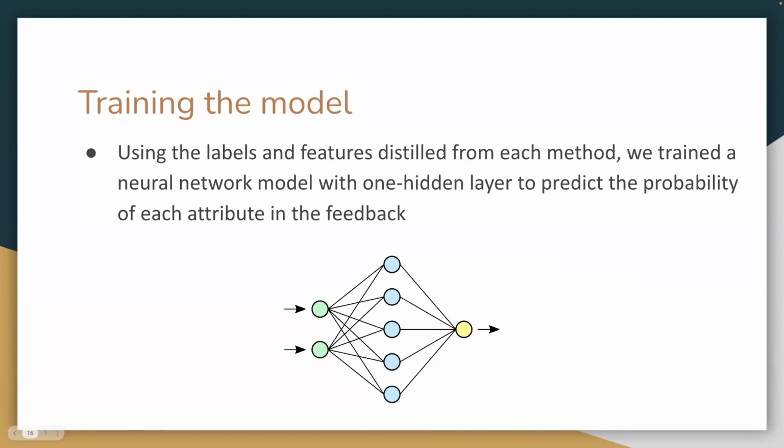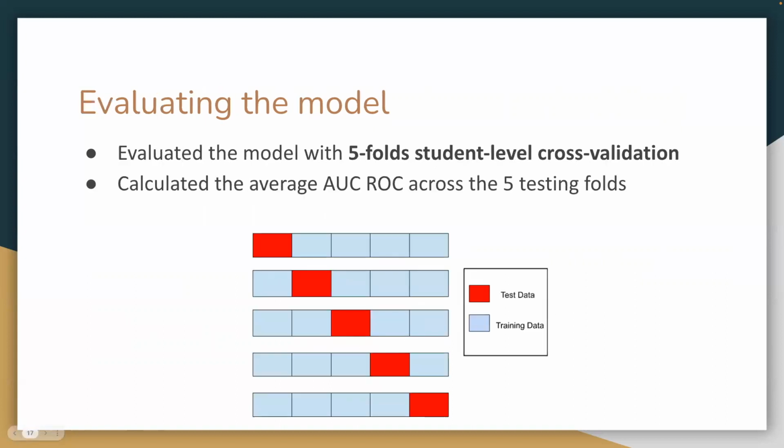Using the labels that we hand-coded and features distilled from each method, we trained a neural network model with one hidden layer to predict the probability of each attribute in the feedback. To ensure our model is generalizable, we evaluated the model with 5-fold student-level cross-validation. We computed the AUC-ROC for each testing fold and calculated the average AUC across the 5 testing folds.